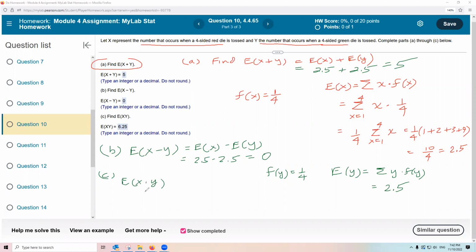Well, here the results are independent, right? The number that comes up on the red-sided die is in no way affected or influenced by the number that comes up on the green-sided die. So we can assume here x and y are independent. Well, if that's the case, we can write this as E of x times E of y. And that's going to be 2.5 times 2.5, which is 6.25.